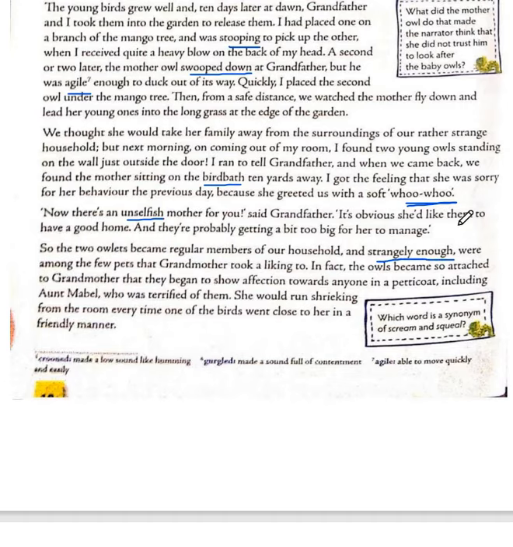Here the expression has been used, strangely enough. Strange, as you know, means not usual. So, what is the narrator trying to say here? The narrator is trying to say that grandmother is a person who is not very kind and loving to all the pets. She is very choosy in the matter of having pets.